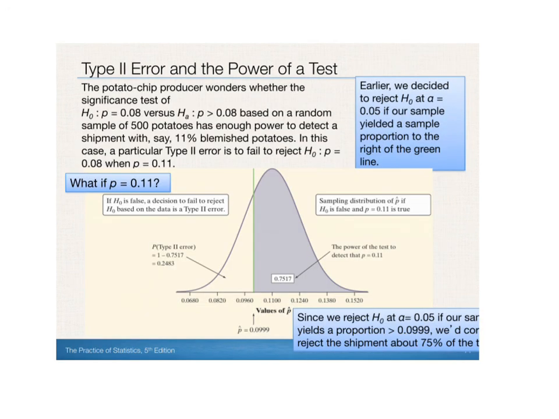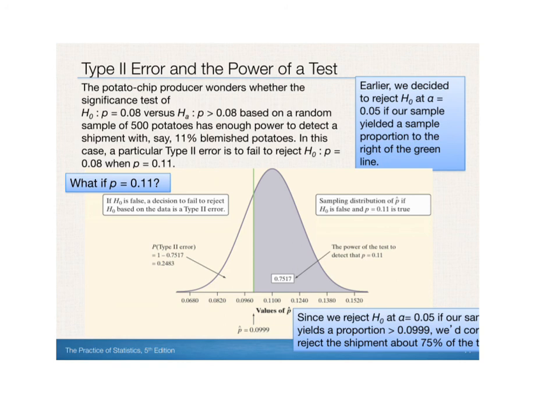One last example gives an idea of what power is behind the scenes. This is showing us a potato chip producer that wonders whether a significance test of p equals 0.08 for the null versus p is greater than 0.08, based on a random sample of 500 potato chips, has enough power to detect a shipment with, say, 11% blemished potatoes in it.